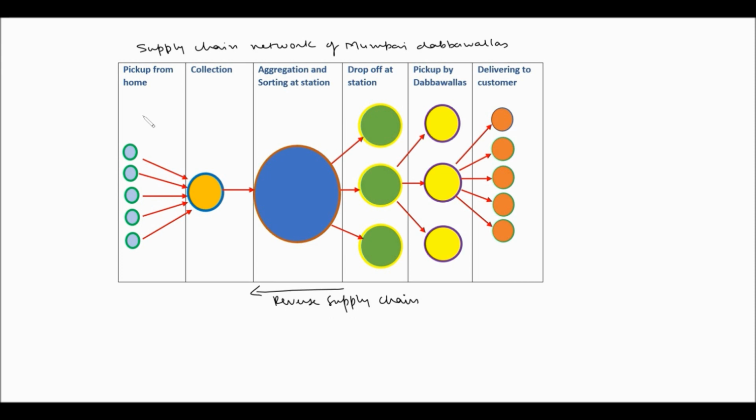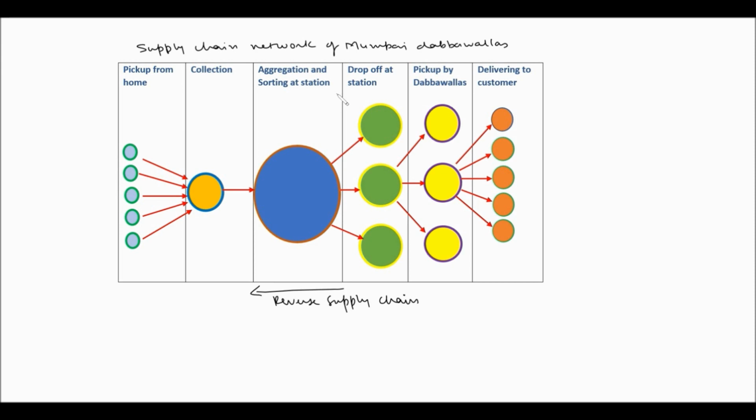As you can see in this picture, the lunch boxes are picked up from home, collected at a central location, then aggregated and sorted at the station, then dropped off at different stations based on the final destination, then from that station again picked up by the Dabbawalas, finally delivered to the customers, and then the same cycle repeats on the way back home.